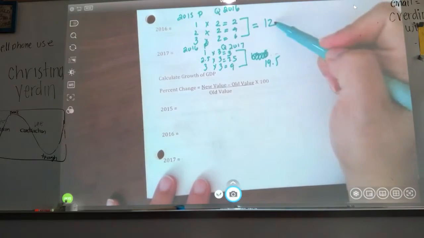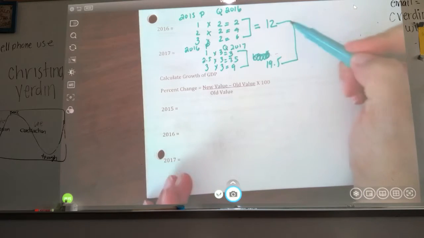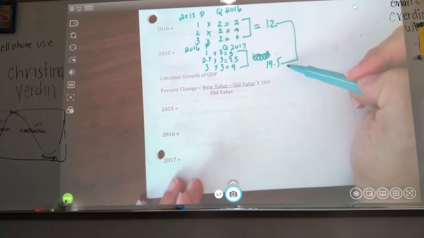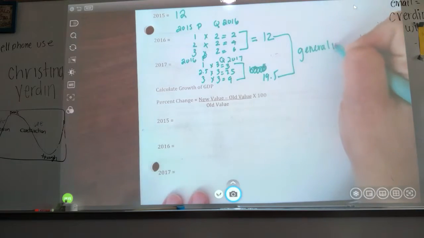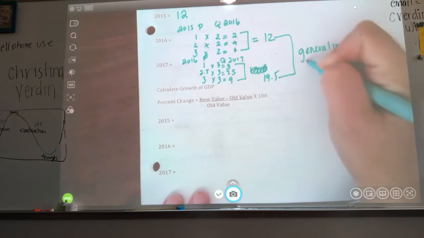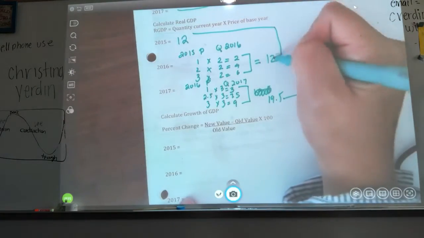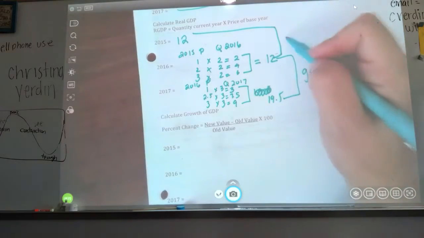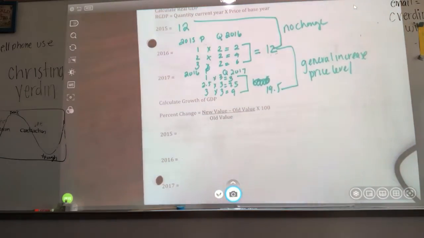Yes. Okay, so what does this tell me from there to there? I know I took out inflation, but was there a general increase in the price level? Yes, there was a general increase in the price level. From here to here, was there a general increase? No. No change, right? So do y'all see this a little bit better about GDP?